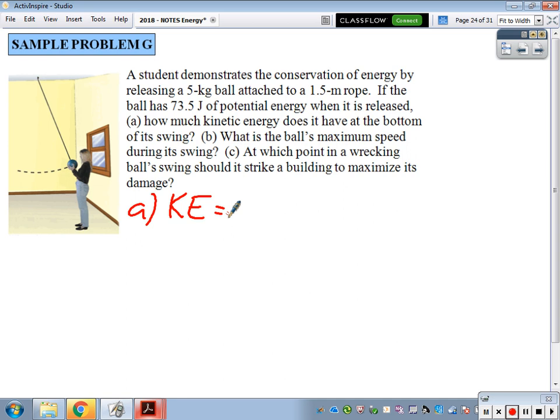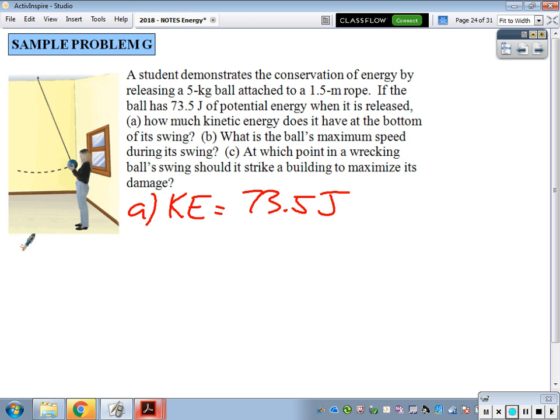Yeah. The question we have to ask ourselves is this. At the top of the swing, did it start from rest? We're assuming, by it being released and not pushed, then yes. So at the bottommost point, how much kinetic energy should it have? 73.5. Yep, the 73.5 joules. I'm okay with us just stating that at this point. If it is 73.5 joules of potential energy at the top of its swing, released from rest, then it's 73.5 joules of kinetic energy by the time we get to the bottom.